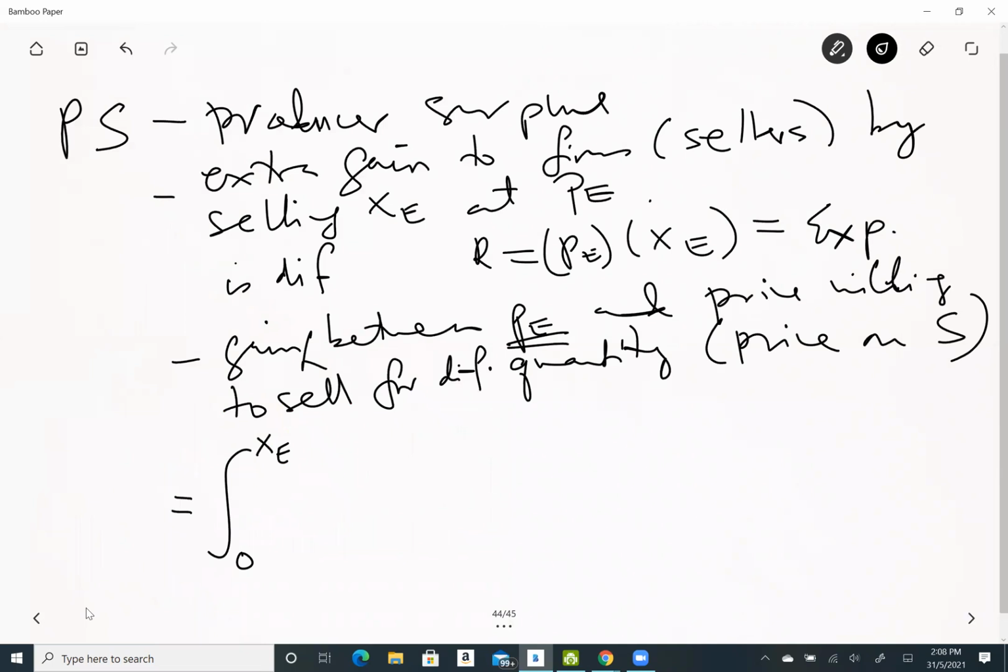All right, so it's the integral from 0 to xe of PE, the constant function, the market price, dx, minus the integral from 0 to xe of the supply function. Okay, so that is our producer surplus. All right, so that is the area between the curves. Okay, any question?